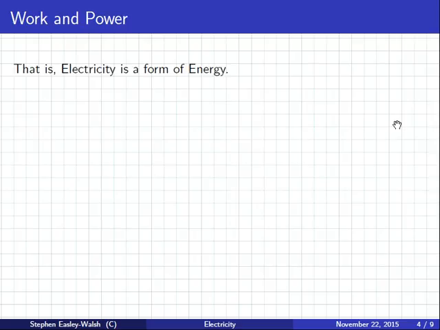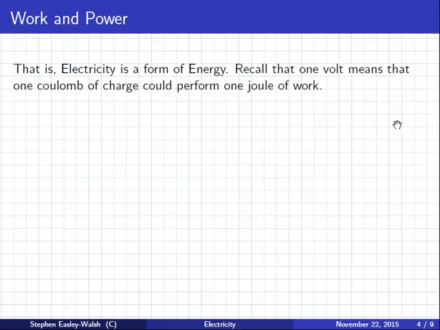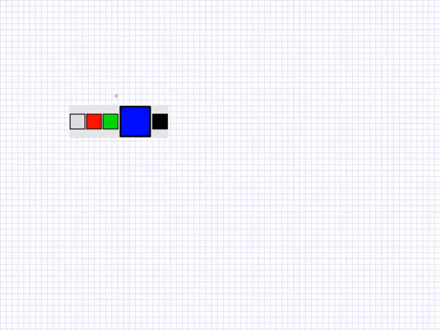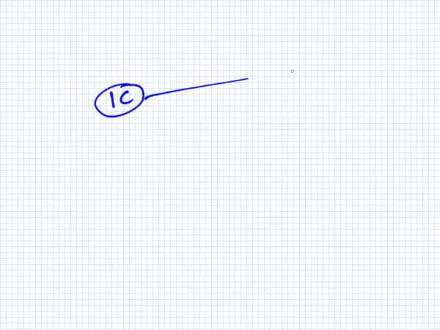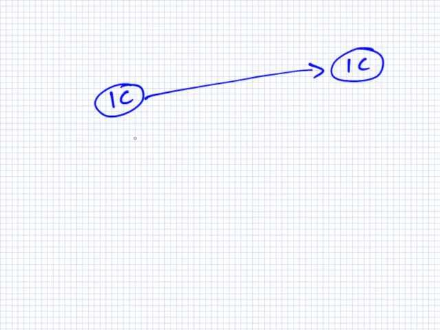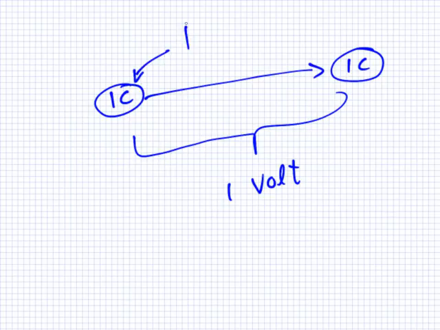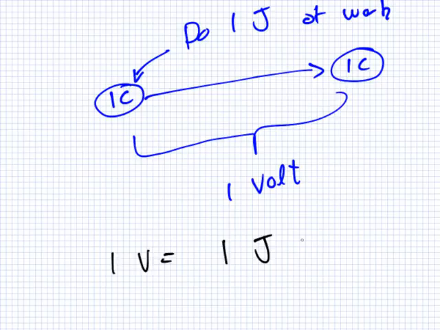So electricity is a form of energy. You remember this lesson about all the types of energy? You have chemical, heat, electrical, all this type. And do you remember what 1 volt means? It means that 1 coulomb could do 1 joule of work. So if you remember what we were saying, here is 1 coulomb. And if the voltage here is 1 volt, then it means this coulomb could do 1 joule of work. That 1 volt is the same as 1 joule per coulomb.